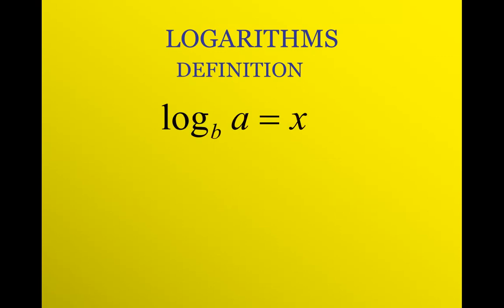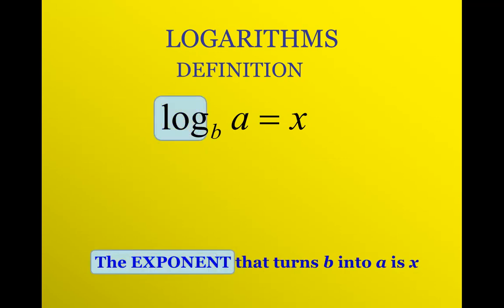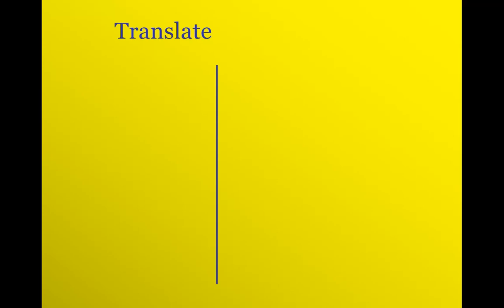So how I'm going to read this, and I'm going to do this over the next few slides: the exponent that turns B into A is x. The exponent that turns A into B is x. Okay, I'm going to be saying that. So let's look at translating between the two to solidify our understanding of it.